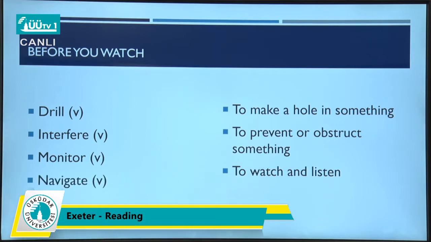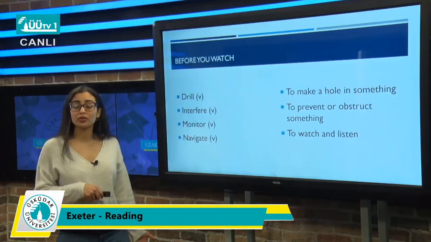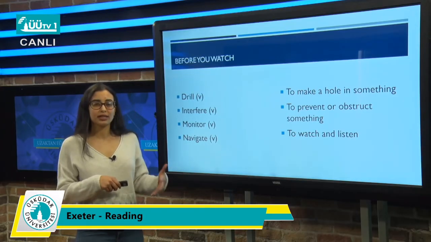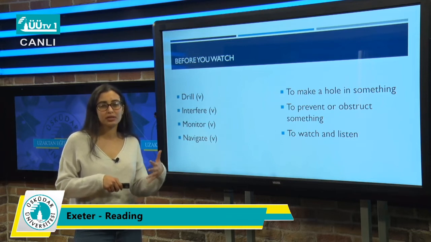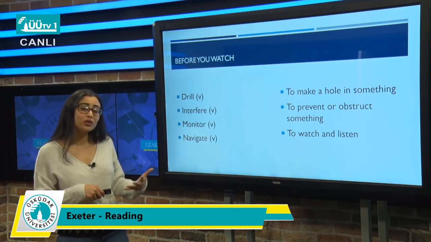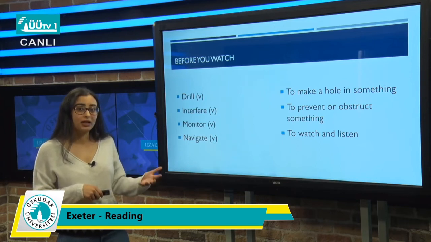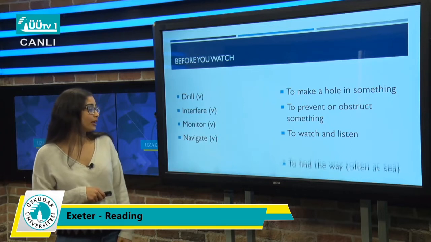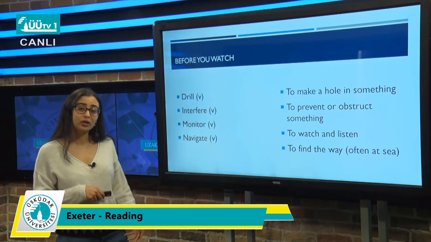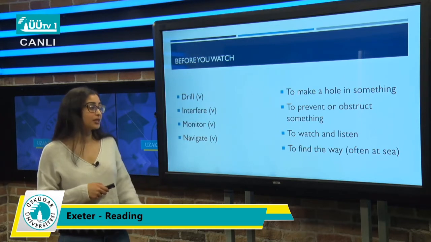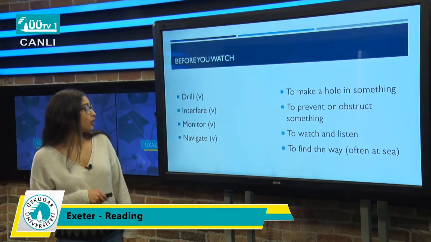Last verb, it's navigate. We usually use the verb navigate, for example, the sailor is navigating through the sea. To navigate means to find the way, often in the sea, using stars or using maps. So navigate, we use it as a verb to explain how people are trying to go through the sea or wherever. Now we have these 4 different verbs.